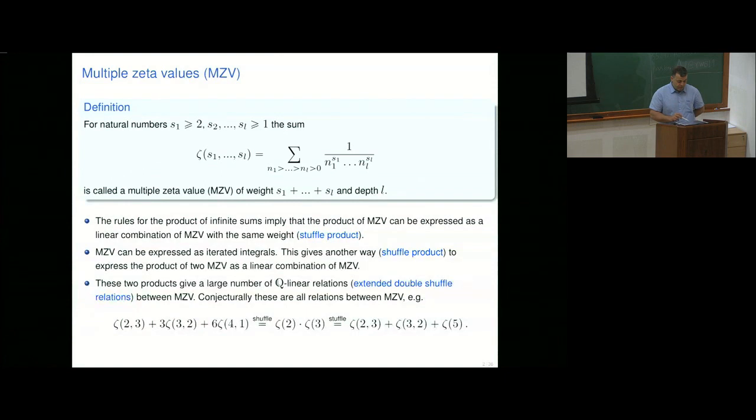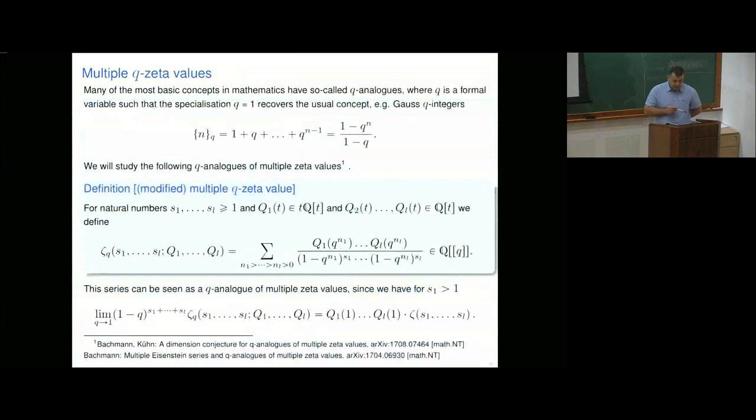There's another way to express these numbers by means of iterated integrals, and this gives you another way, called the shuffle product, to express the product of these real numbers. Then you have two ways to describe the same product, and this means you get a linear relation. For example, if you multiply 2 and 3 according to the rule for multiplying these nested sums, and also in the representation of iterated integrals, you get two expressions. The idea is that these two sides are the same, and then you can solve and get some relation.